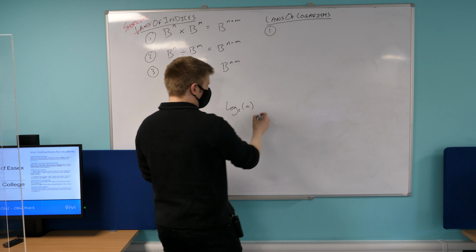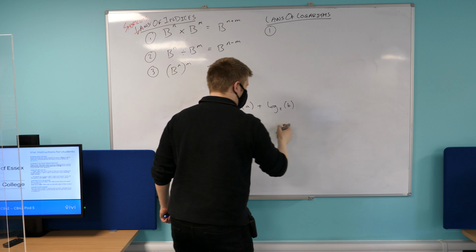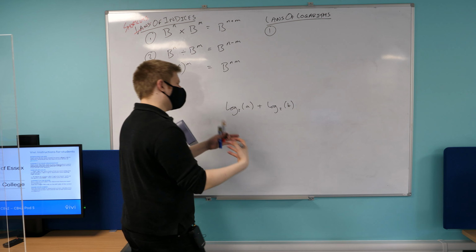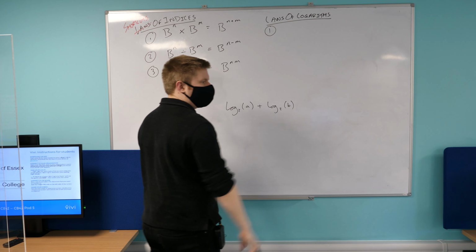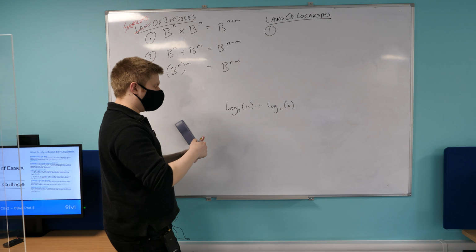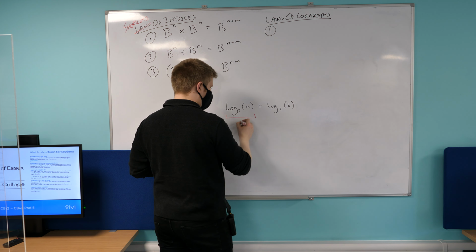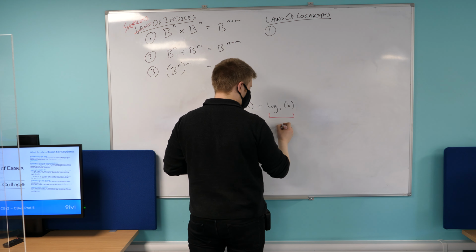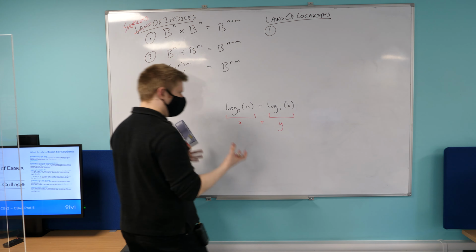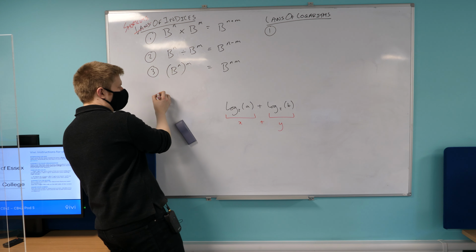Okay. Now what happens if I add another logarithm, same base, but perhaps different things? That's A and that's B. I want a way of combining these together. What I'm going to do is let this thing equal x and this thing equal y, which means effectively I've just got x plus y. So let me write it out over here on the left-hand side.